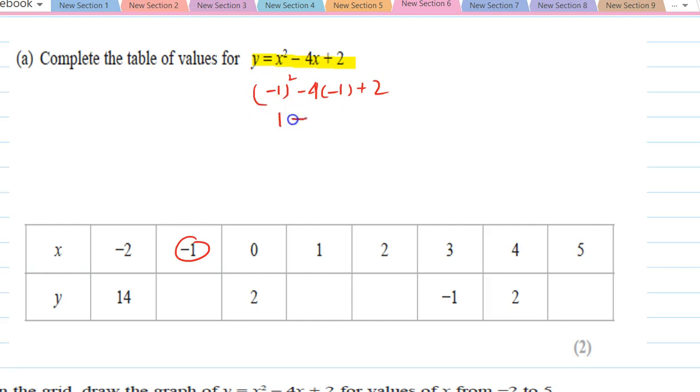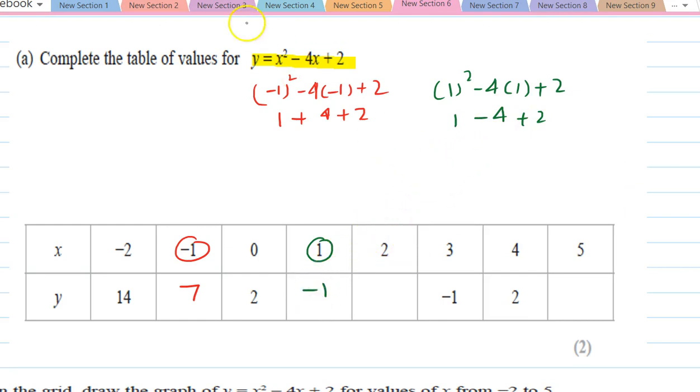Minus 1 squared is 1. It is plus 4 and 2. 4 and 2 is 6, and 1 is 7. So it is 7. Next value, we are putting 1. So it will be 1 squared minus 4 times 1 plus 2, so 1 minus 4 plus 2. 1 minus 4 is minus 3, and minus 3 plus 2 is minus 1.